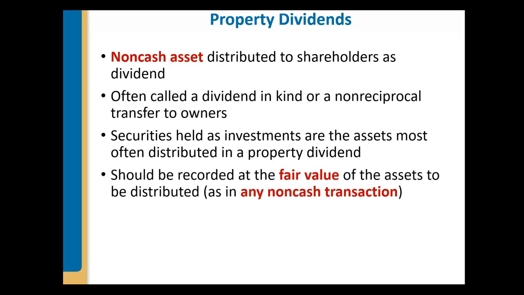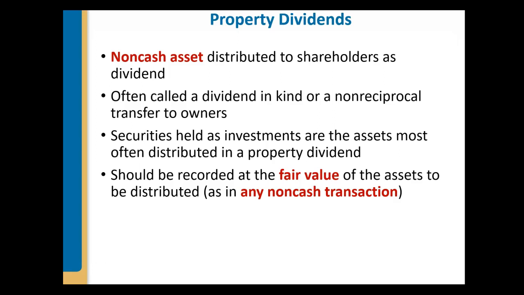Because cash is the asset most easily divided and distributed to shareholders, most corporate dividends are cash dividends. In concept, any asset can be distributed to shareholders as a dividend. When a non-cash asset is distributed, it is referred to as a property dividend, sometimes called a dividend in kind or a non-reciprocal transfer to owners.